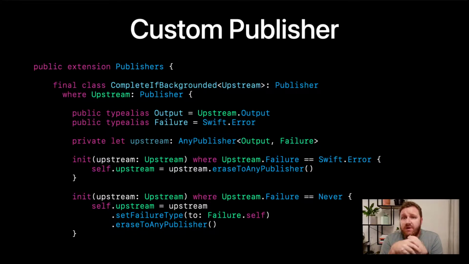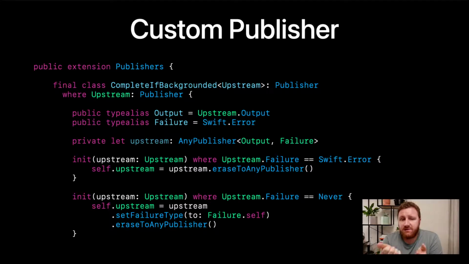So because this custom publisher does no manipulation of the output values at all, we set the output from our publisher, our completely backgrounded publisher, to be the same as our upstream's output. We're not going to change that, but we do change the failure type.